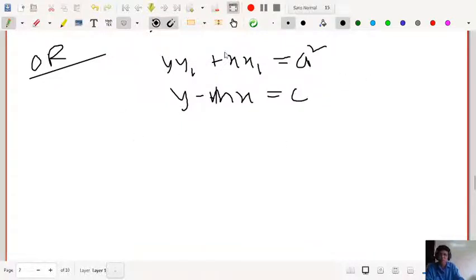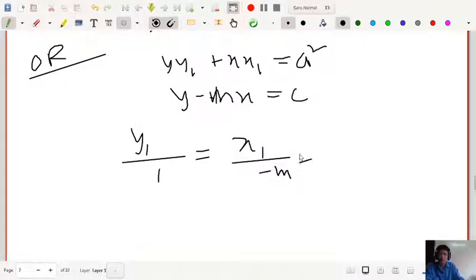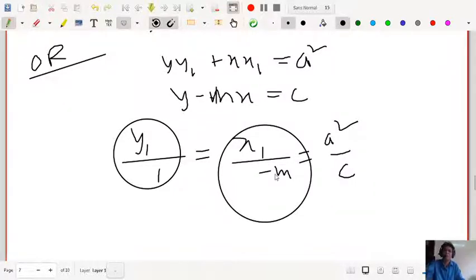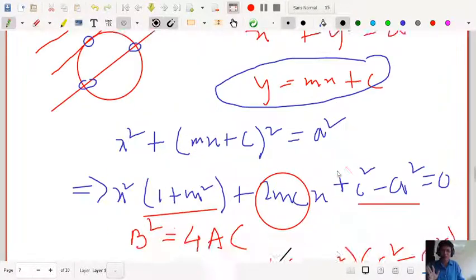So if you compare, these two lines are identical because they are representing the tangent. So if these two lines are identical, the ratios of their coefficients will be equal. So x1 by minus m equals a square by c. So from here you can get the value of x1, and if you substitute, solving with the curve, you will get the value of x1, y1, and you will get the condition in terms of m and c. So there are three methods in circle to find out the condition.